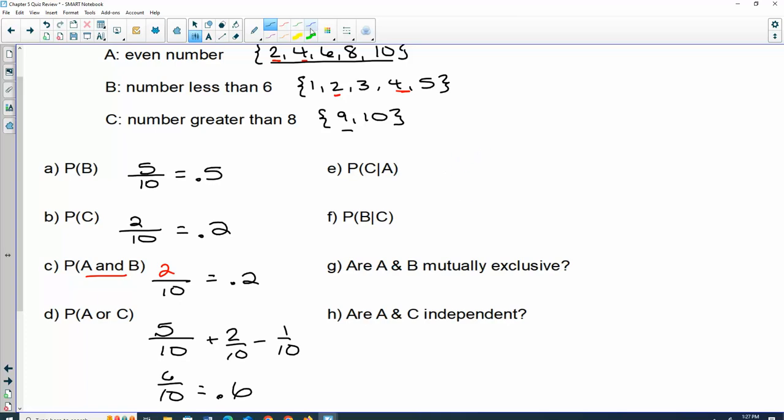Probability of C given A. When you have a given, where does that number go? So A is my denominator. So there are 5 options. I know already then that it is either 2, 4, 6, 8, or 10. How many of those are in set C? 1. Okay.